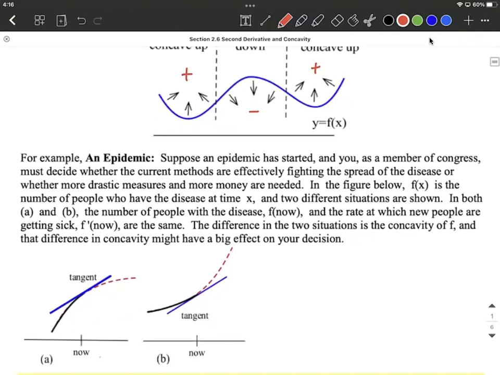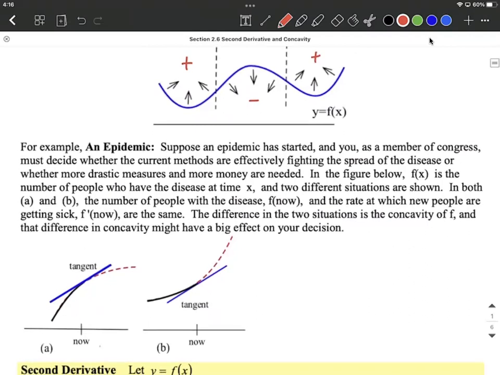So let's take a look at an example. If we had an epidemic, and you're a member of Congress, and you have to decide what kind of measures need to be taken. Should we be very worried or not be very, very worried? What we can look at is the number of cases and how these are changing over time. So they started out, it's going up, and now we're right at this point. So the rate of change is illustrated by this tangent line, the blue line.